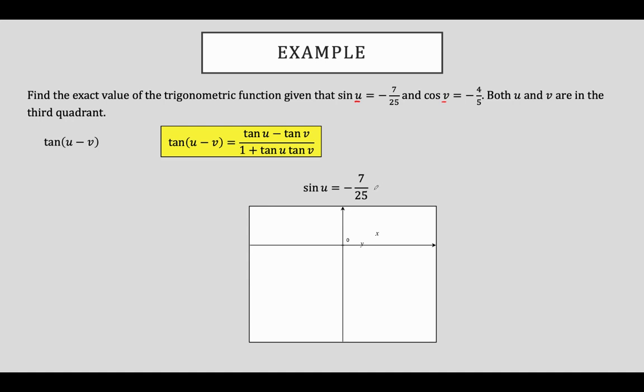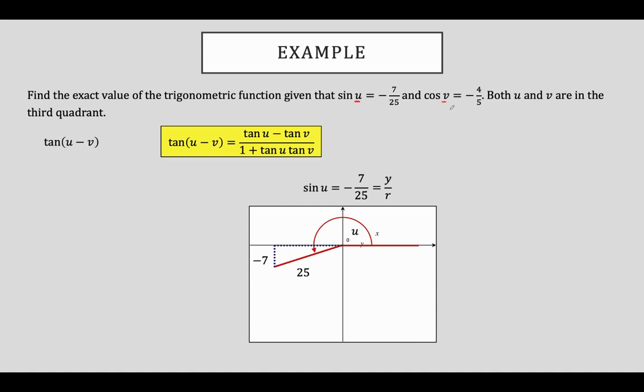And our definition for evaluating sine, when we're not talking about the unit circle, for trig functions of any angle, the sine of u is equal to y over r. This means when I draw out this angle in the third quadrant, the y-coordinate associated with the endpoint has to be negative 7, and r, the radius of the arc, has to be 25. All right, so we can draw out our angle, and there is our angle u.